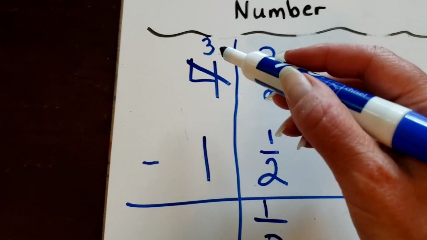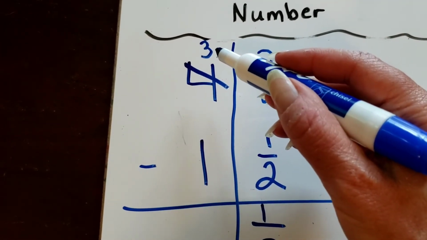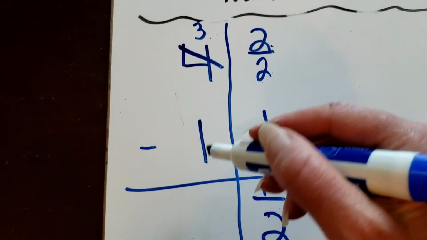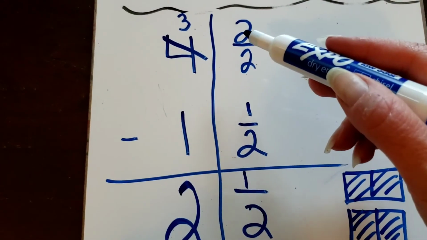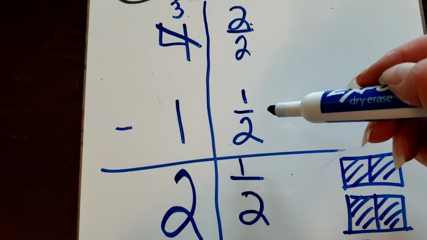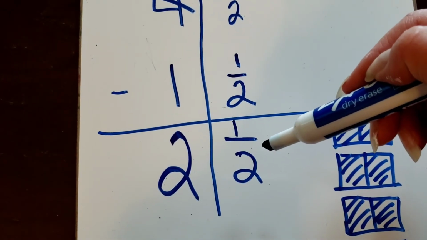Now I go to the left side of my equation. I have the whole number 3 minus 1 is equal to 2. So if I started with 4 chocolate bars and I ate 1.5 of them, I'd still have 2.5 left over.